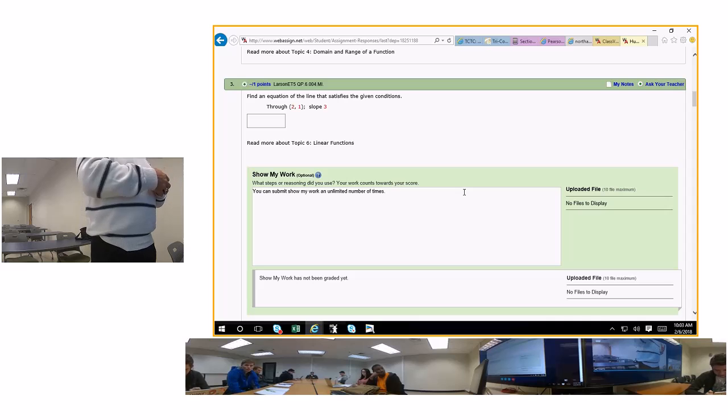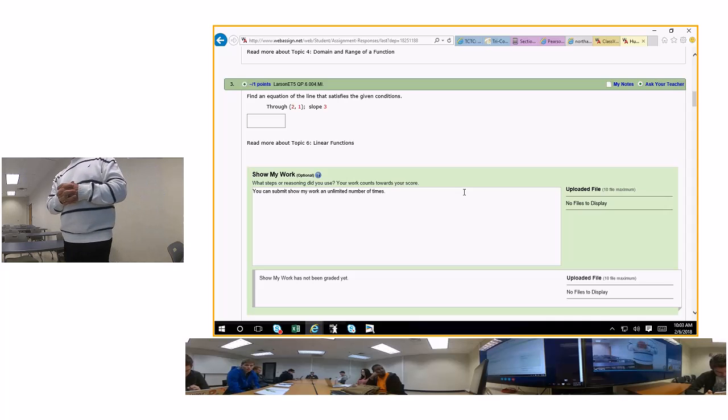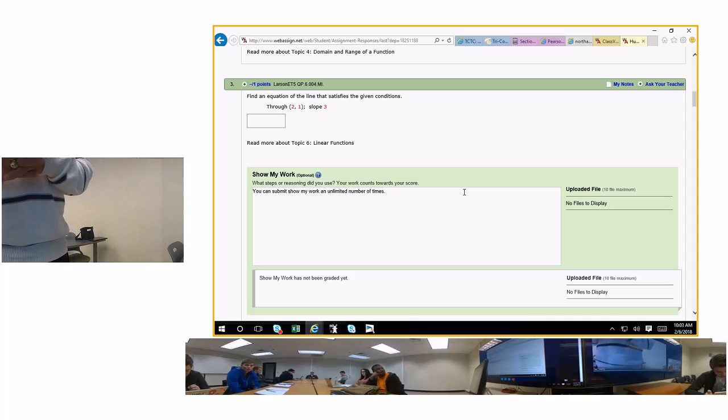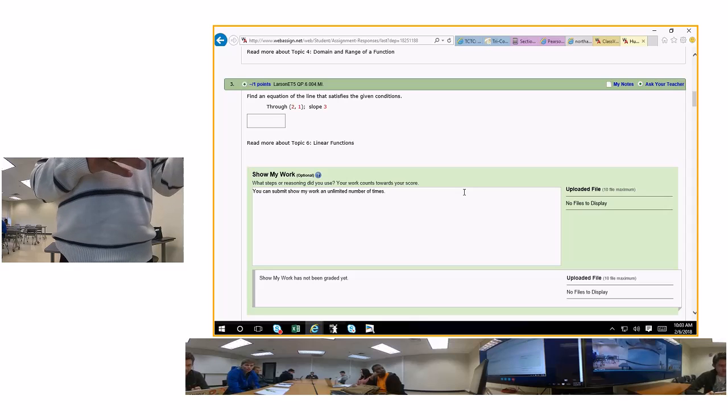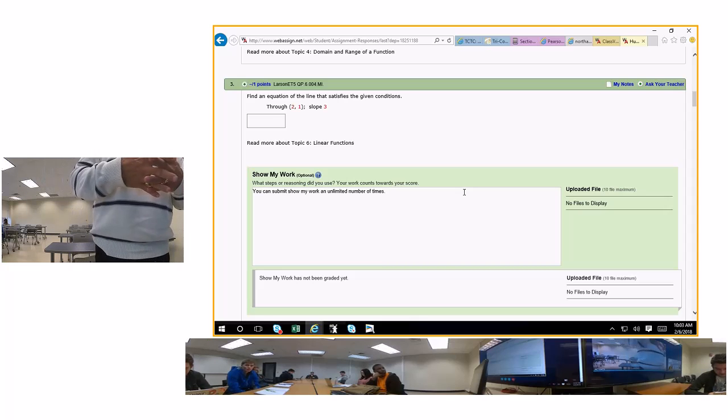Okay, but anyway, find the slope and write the equation, which you use the point slope equation. You plug in x sub 1, y sub 1, solve for y. Okay, so that's number 3.